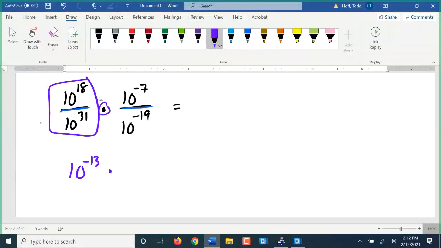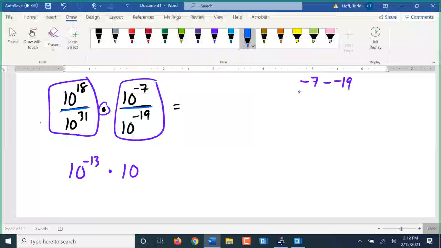Still times. On the right side here, we have 10 to the negative 7th divided by 10 to the negative 19th. Both have a base of 10, so we're going to keep the base of 10. We have negative 7 minus a negative 19. Negative 7 minus a negative 19 is negative 7 plus the opposite of negative 19, which is positive 19. Negative 7 plus 19 comes out to be a positive 12.